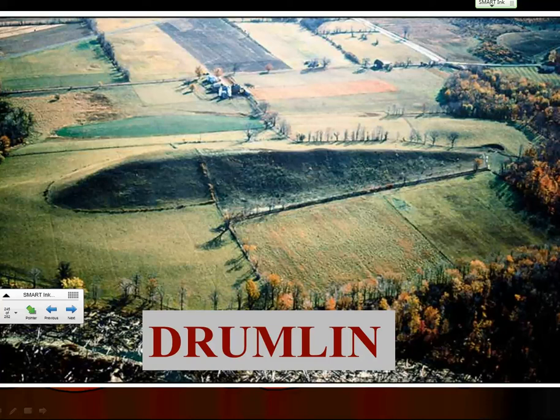This is a drumlin, a great picture of a drumlin taken from, looks like an airplane. And you can definitely see how it's steeper on one side than the other. This left side is a steeper slope and it's trailing off on the right. This actually shows direction of movement. We know that the glacier actually came from the left and moved towards the right.